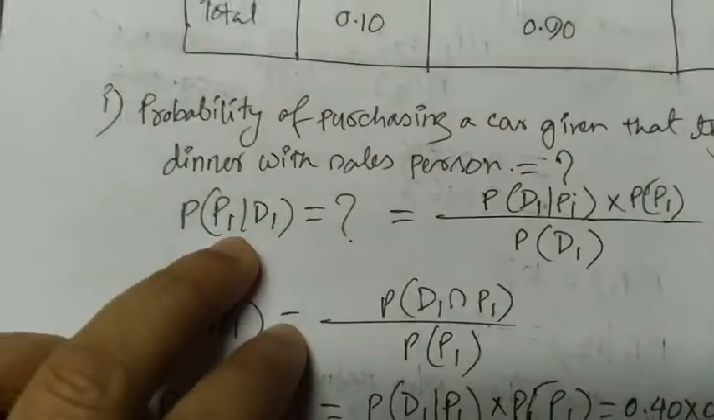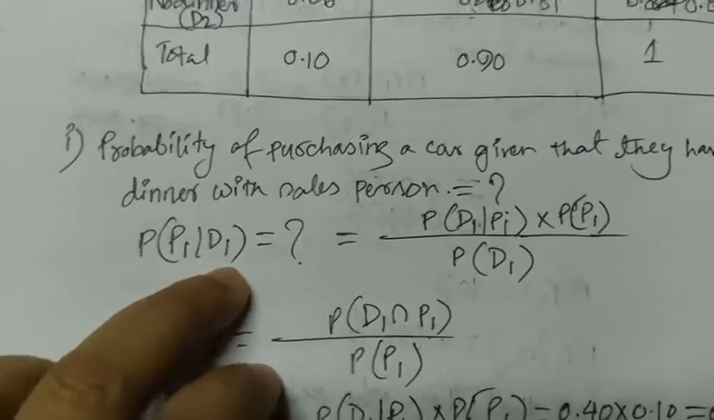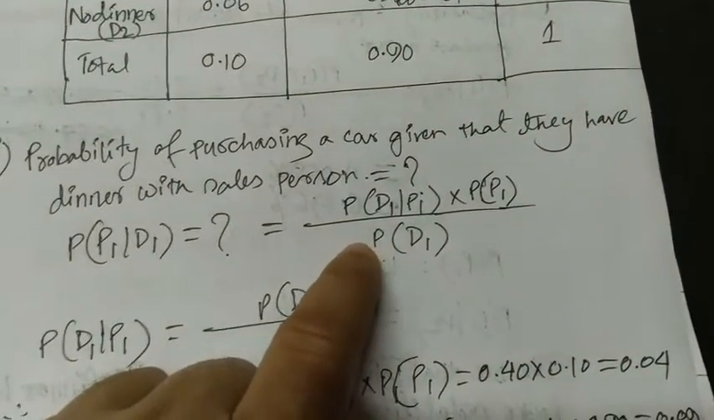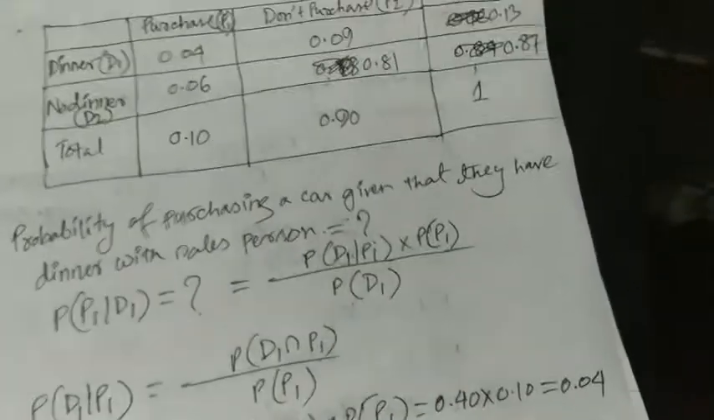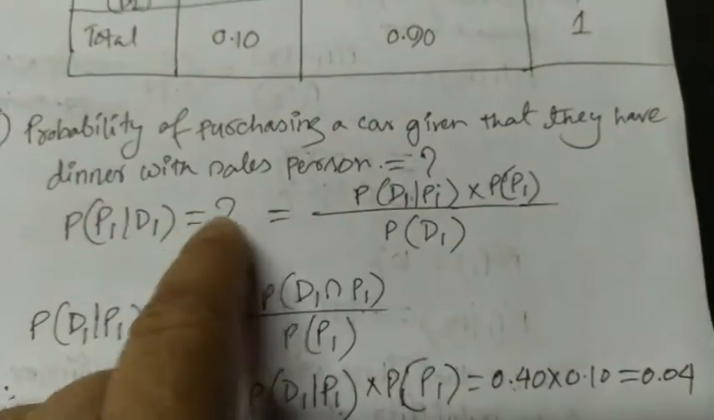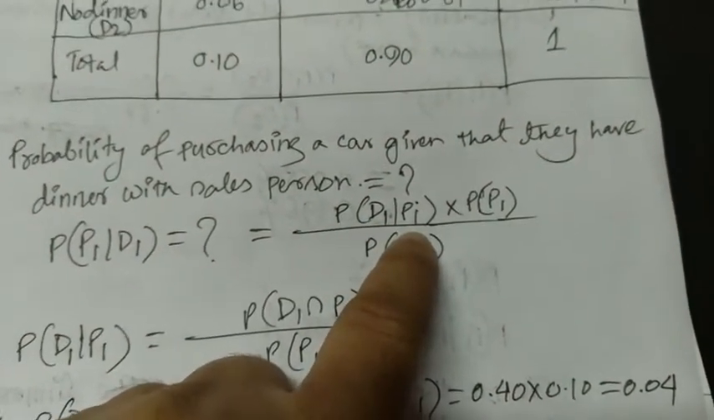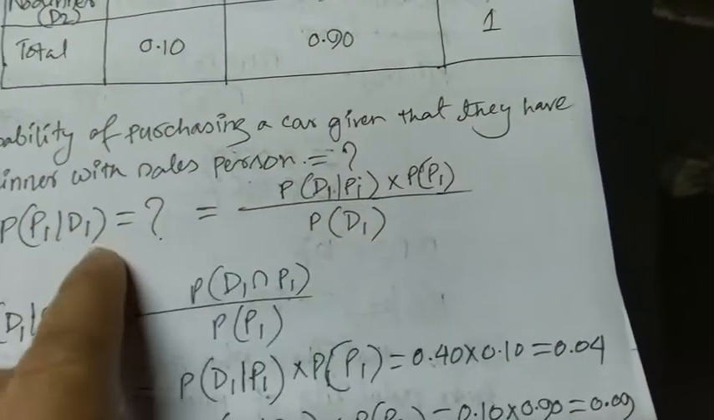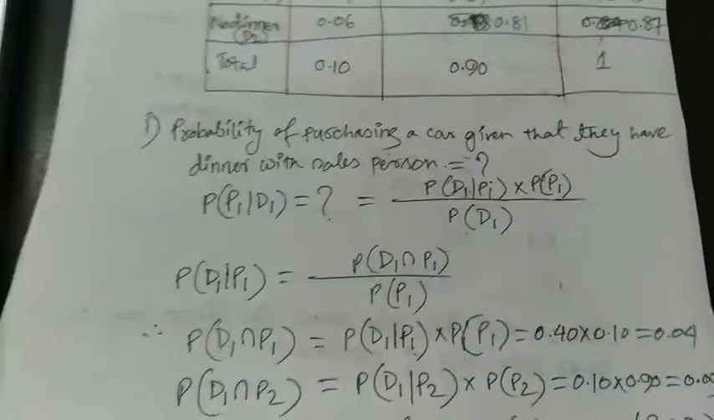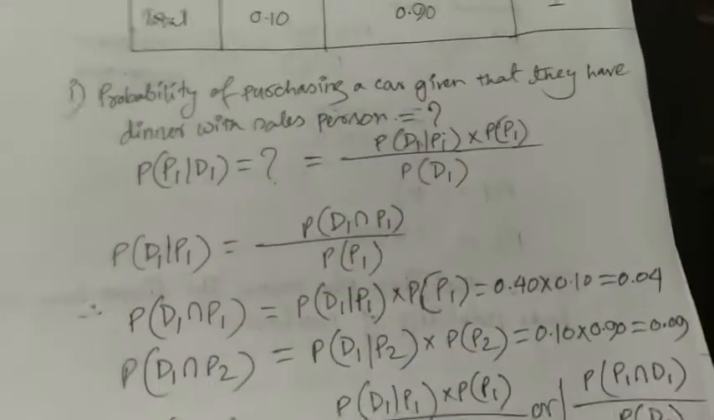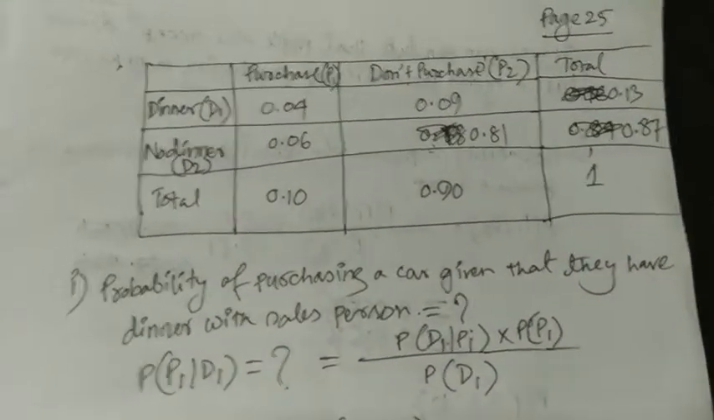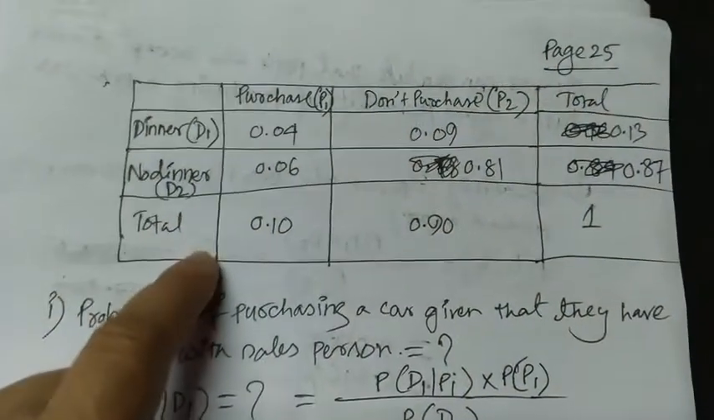Right. So that means we need to find out the probability of P1 given D1. We can find this using Bayes theorem, that means the opposite of conditional probability. That means for P1 given D1, we can use probability of D1 given P1 multiplied by probability of P1, divided by the given part, that means probability of D1. We can use this formula, but here we can also solve it in the simplest way. So let's see, we can solve it using this table method.